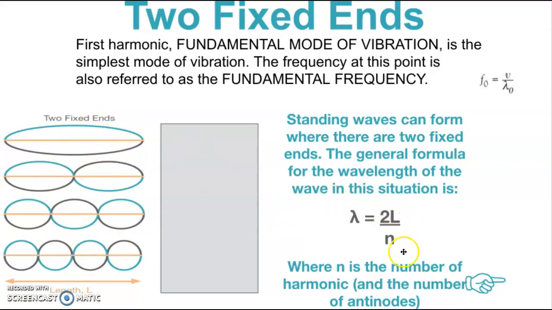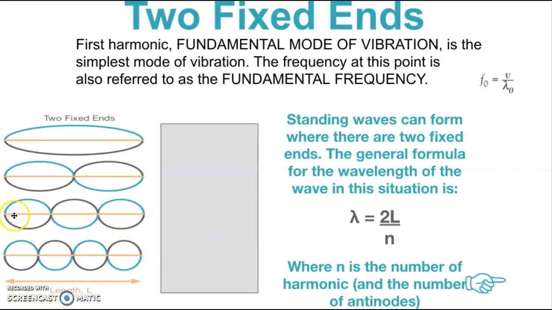Here, where our harmonic is N equals 1, our wavelength is equal to 2L, yes. Our wavelength when our harmonic is N equals 2 is 2L over 2, so that gives us a wavelength equal to L. That's if our harmonic is 2. Okay, so what happens when we have our third harmonic?